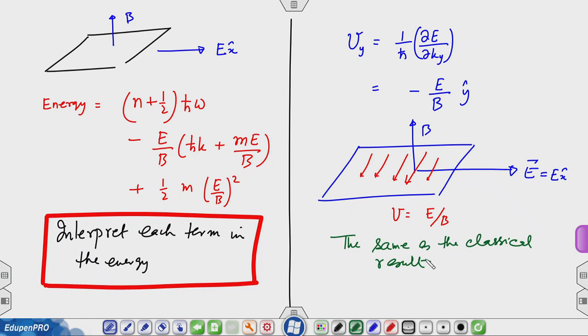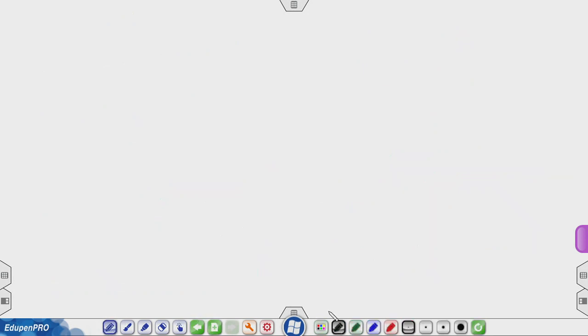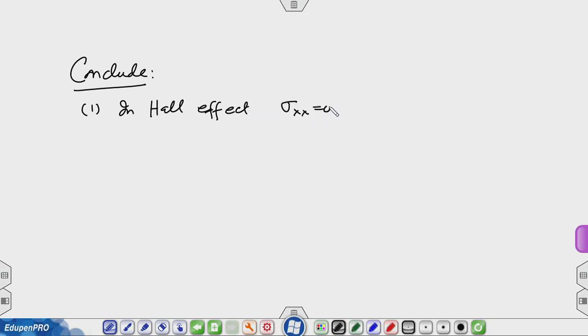So, I have set up a lot of things today for you, and I will stop here today by concluding the lecture and then work with these things to explain quantum Hall, integer quantum Hall effect in the next one. So, let me now conclude the lecture by saying that in Hall effect, rho xx is equal to 0 implies sigma xx equals 0 implies rho xx is also 0. This you have to interpret.